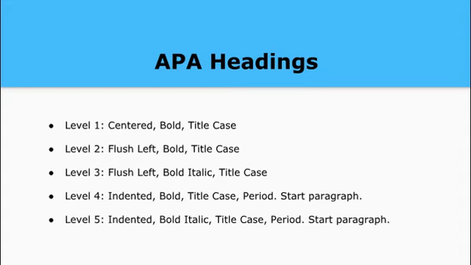Level 5 is the same, but with bold italics. It's important to use headings in the correct order to reflect the structure of your work. This creates a clear, logical layout and improves the readability of your paper. Now, we'll talk about how to format in-text citations using APA style.